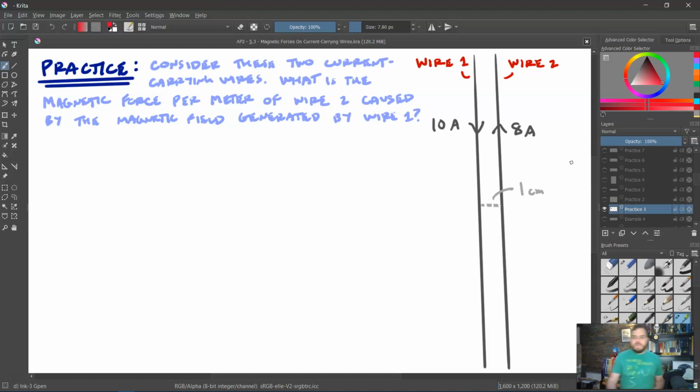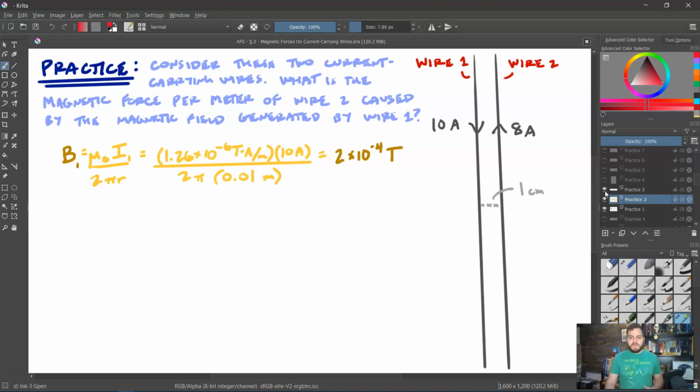All right, so let's start by figuring out what is the size of the magnetic field generated by wire 1. Well, we would use the equation B is equal to mu naught I over 2 pi r, and we would substitute in mu naught, which is 1.26 times 10 to the minus 6 Tesla meters per amp. We have that the current for wire 1 is 10 amps, and the distance between them, because we're looking specifically for the magnetic field at this point, is 0.01 meters, because that's 1 centimeter. Plug all those in our calculator, and we get a total magnetic field of 2 times 10 to the minus 4 Teslas. Well, what is the direction of this magnetic field?